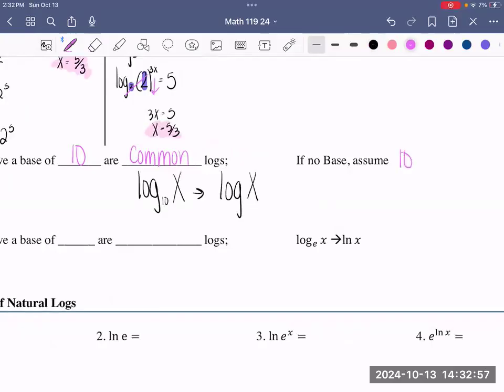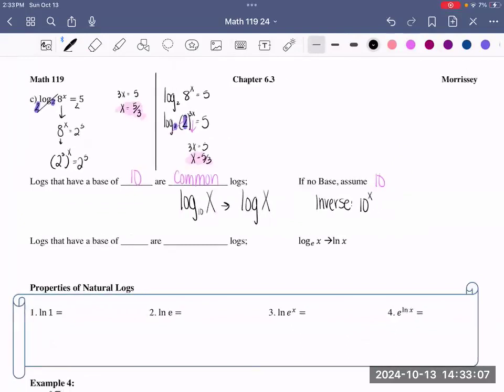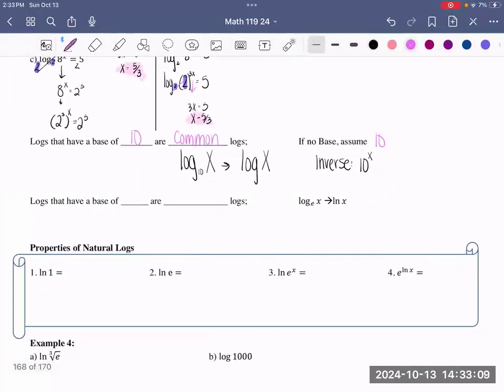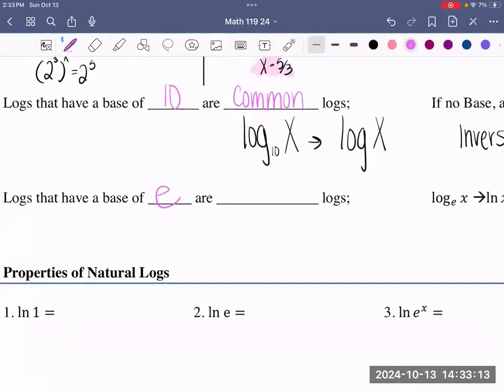So its inverse counterpart is 10 raised to the x. Now, logs that have a base of e are called natural logs.